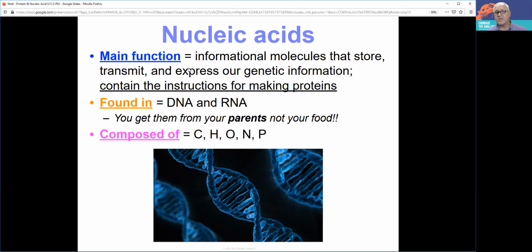Now, the nucleic acids are composed of carbon, hydrogen, oxygen, nitrogen, and phosphorus. So let's think back for a moment. We have our carbohydrates and our lipids, which are C, H, and O. The proteins are C, H, O, N, P, S. And the nucleic acids are C, H, O, N, P.